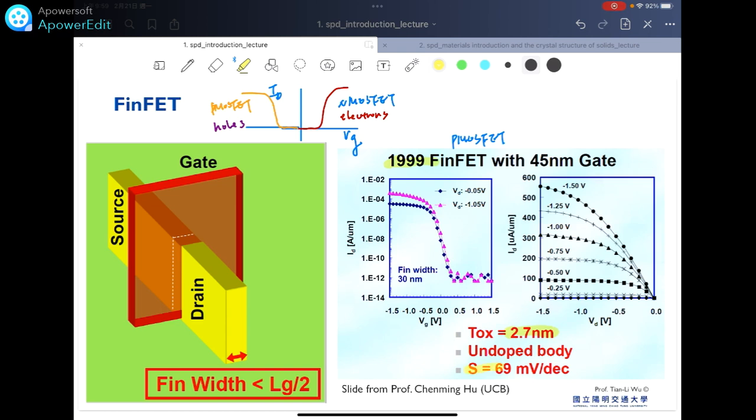Another one is this parameter that's super crucial for us. It's called the subthreshold swing, or sometimes we call it the subthreshold slope.